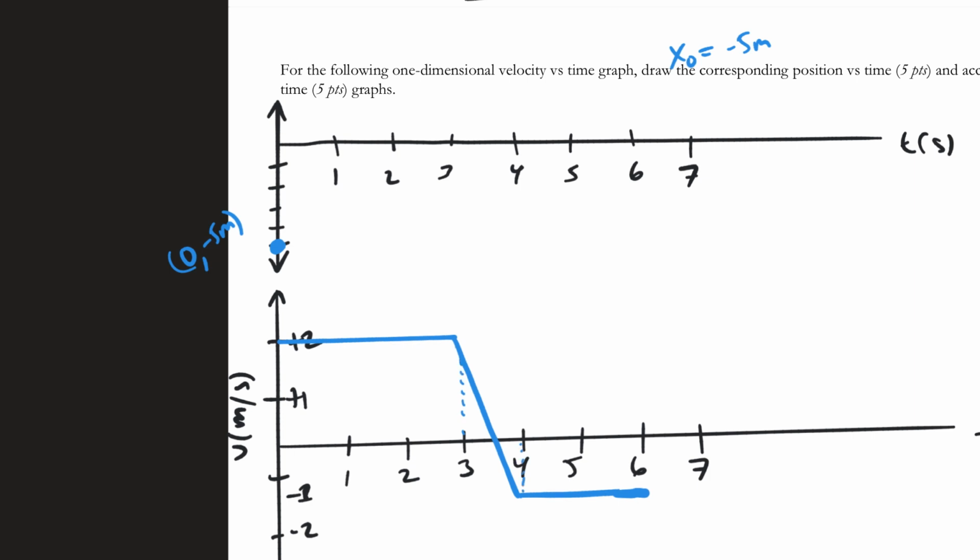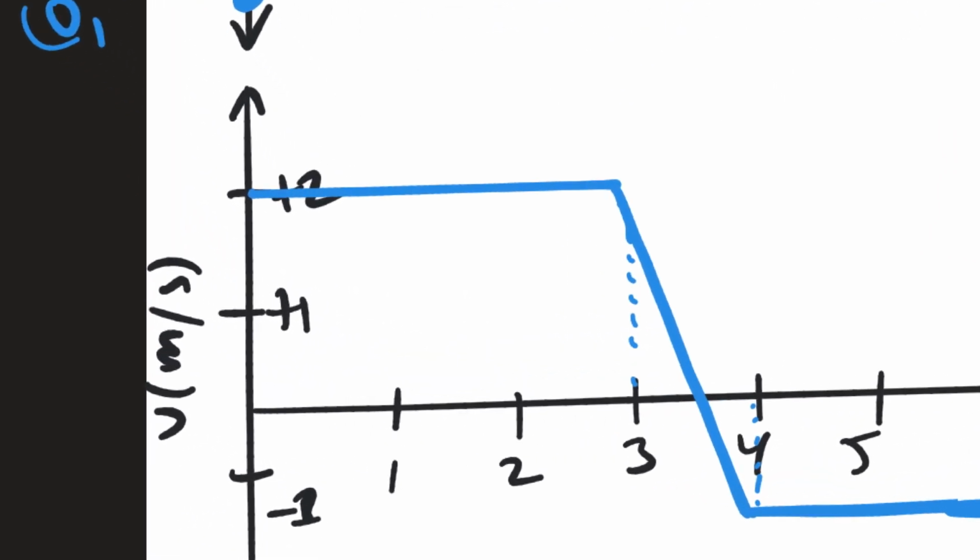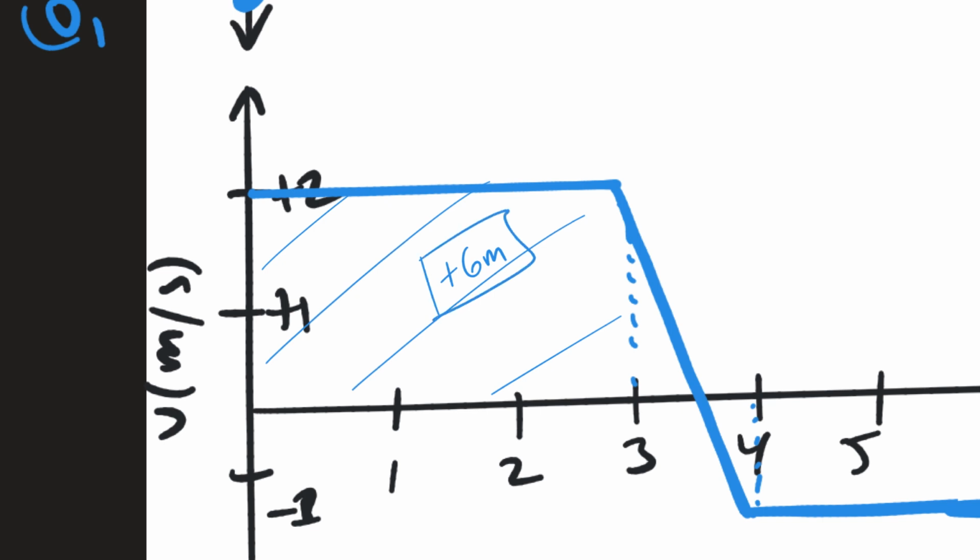Okay, so the area within this first rectangle right here. Let's go ahead and get our areas. This particular area is, let's see, that's 3 by 2, so this is +6 meters. I'll just go ahead and box these areas.